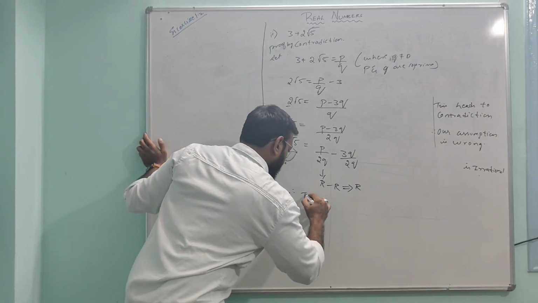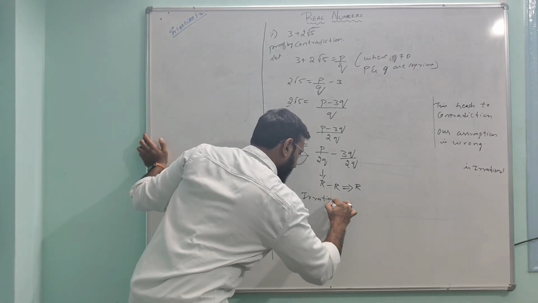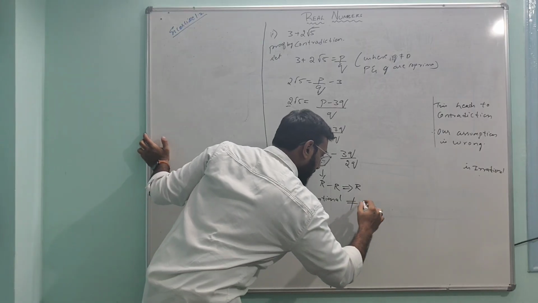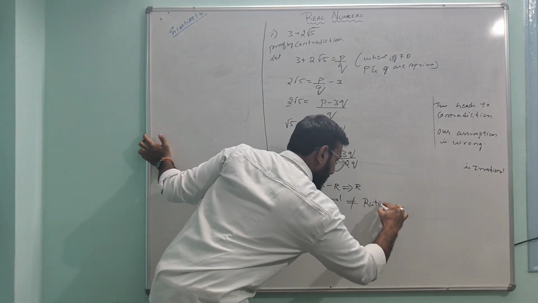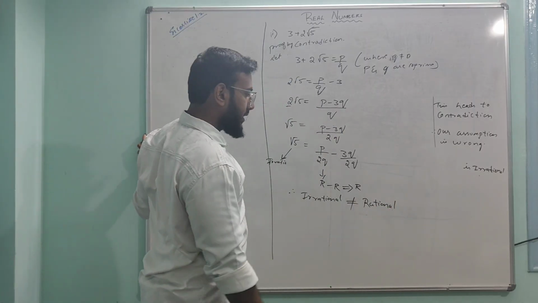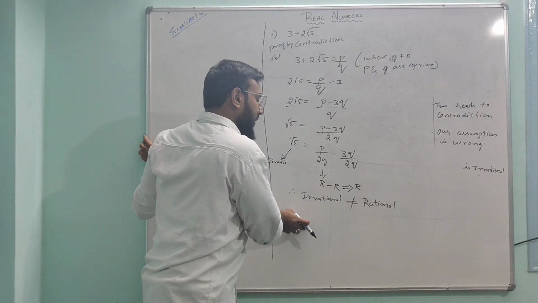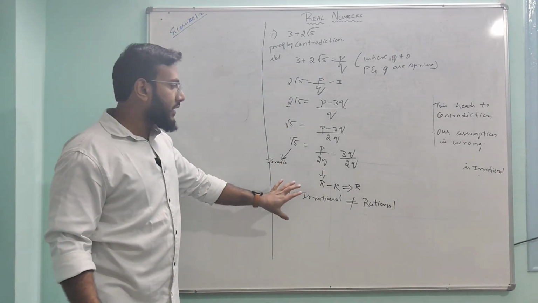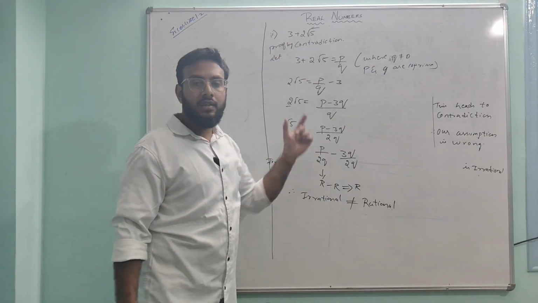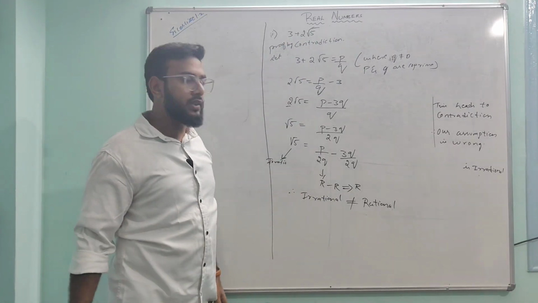Therefore, irrational is not equal to rational. What can I say? Irrational is not equal to rational. Therefore, 3 plus 2 root 5 is irrational.